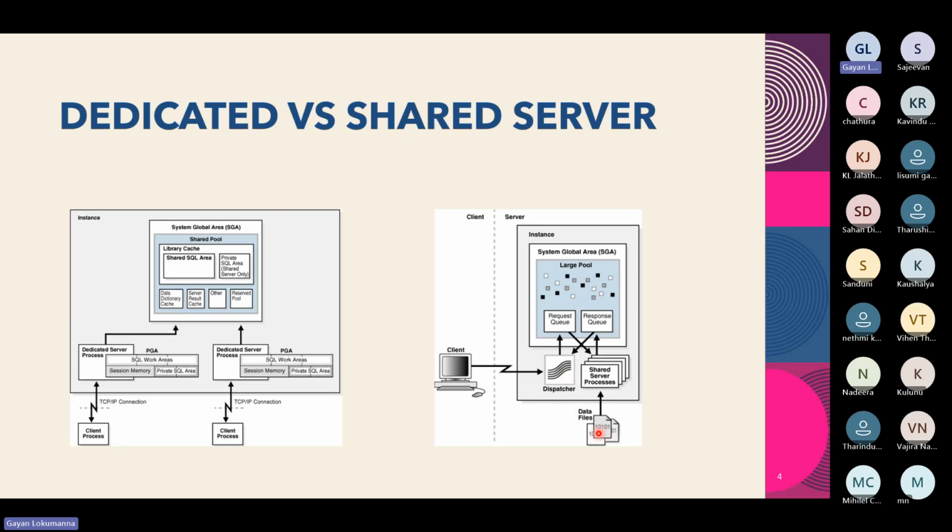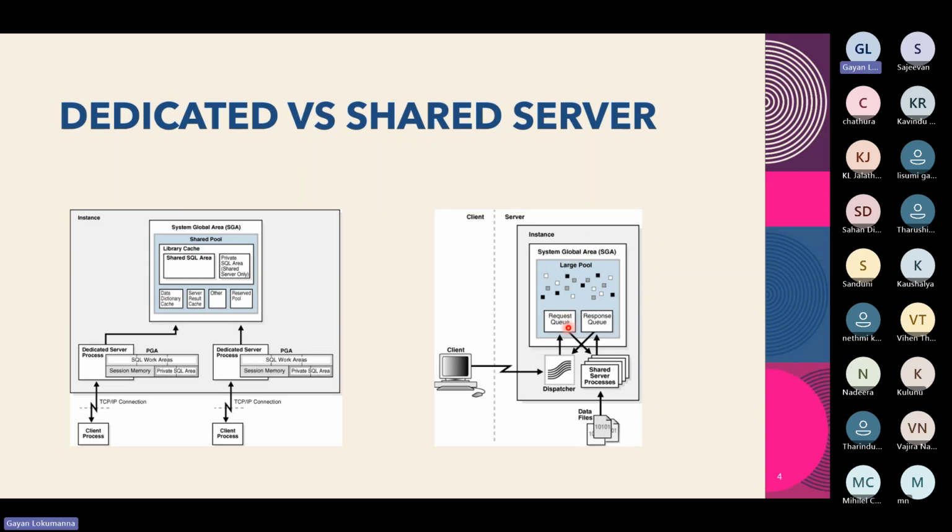So the listener will identify one of the least loaded dispatchers, and the client will connect to the dispatcher to get the service. Once the connection is established, the dispatcher will take the request of the end user. If there is a query to be compiled and executed, the dispatcher will place that request into what we call a request queue, that is inside your SGA.